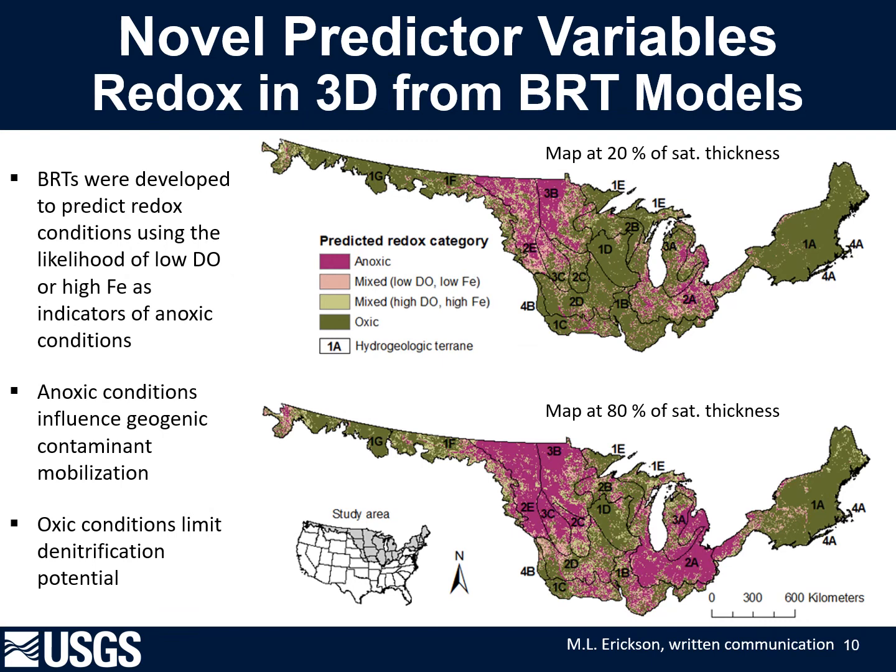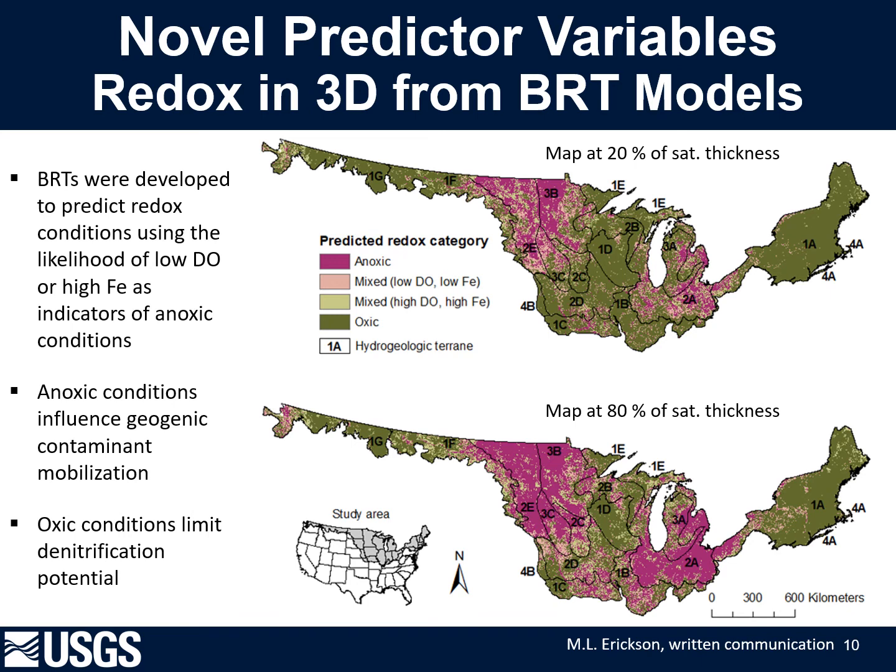So another important water quality predictor variable that was generated from a boosted regression tree model is the redox model, and the model was developed to predict redox conditions using the likelihood of low DO or high iron as indicators of anoxic conditions. So again, the data came from all of those data sources I talked about, and we're focusing on thresholds that describe anoxic conditions. Anoxic conditions influence geogenic contaminant mobilization, and oxic conditions limit denitrification potential, so we're interested in redox.